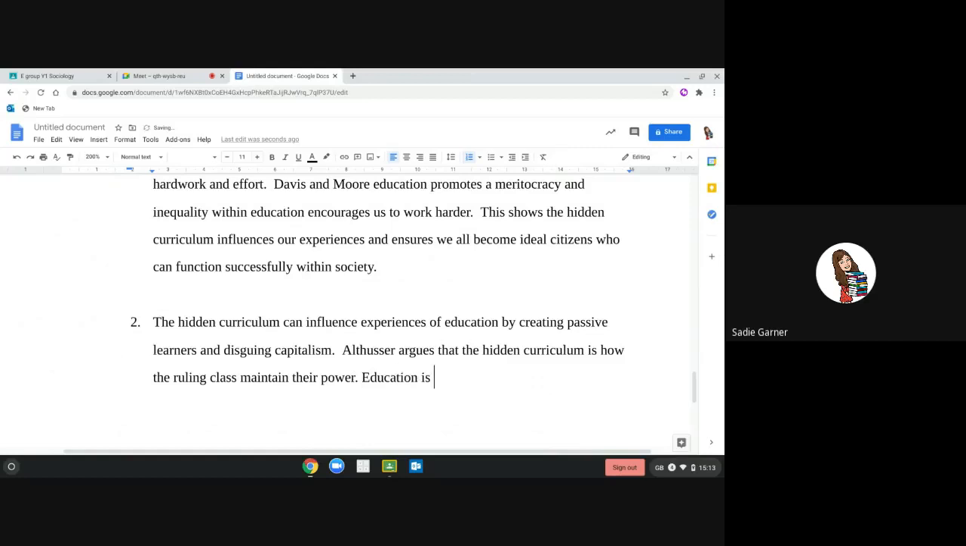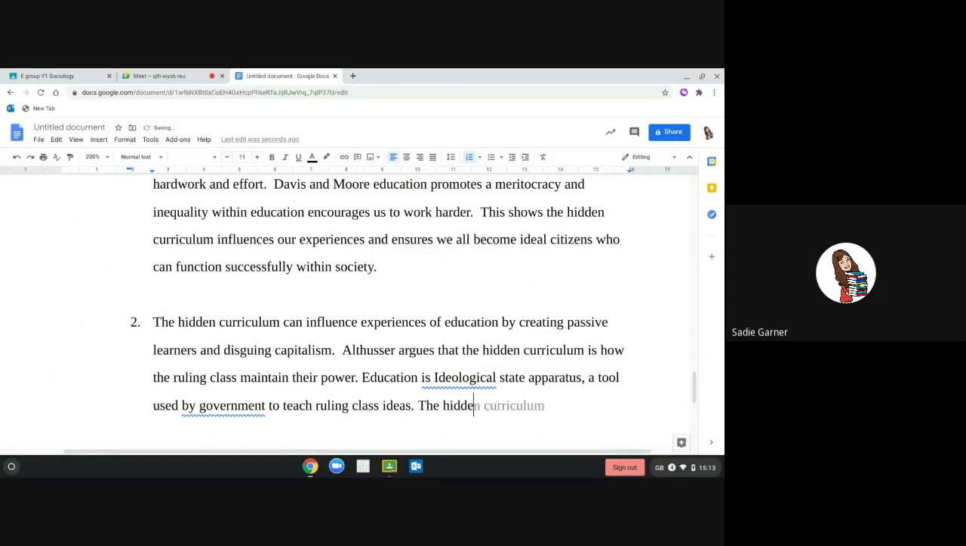Education is an ideological, I love that phrase, state apparatus, a tool used by government to teach ruling class ideas. Education is an ideological state apparatus. It's a tool used by government to teach ruling class ideas.